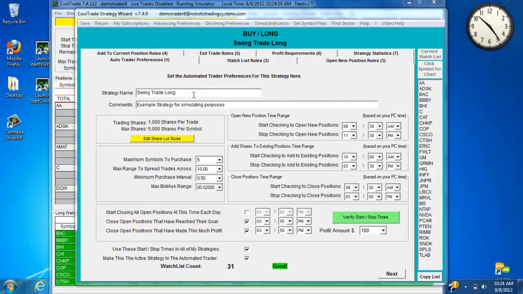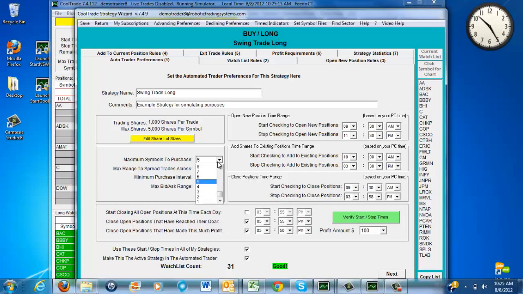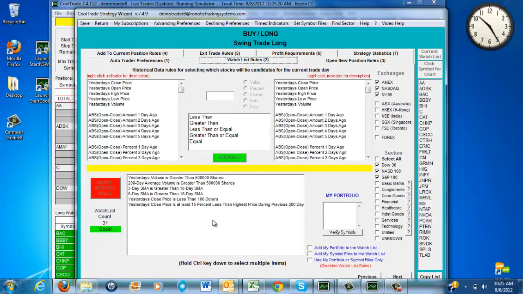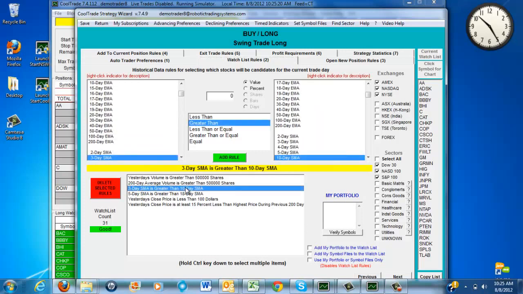So you can see the name of the strategy here, which is Swing Trade Long. This is the long side of the strategy. We're trading 1,000 share lots. And then over to the right here, these are the start times and the stop times. And we've set a maximum of 5 symbols to purchase. If we wanted to change that, we could very easily. And I'm going to go ahead and move over to the watch list just to show you an example of the rules in this particular strategy.